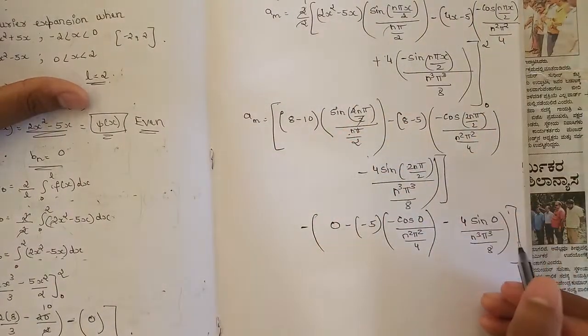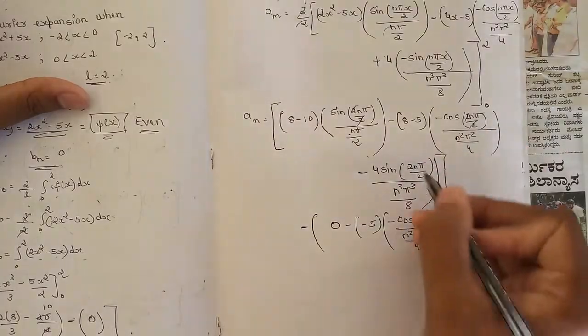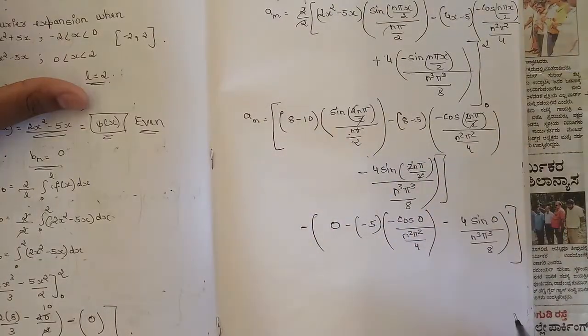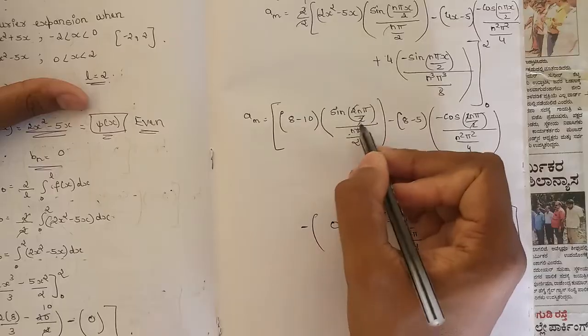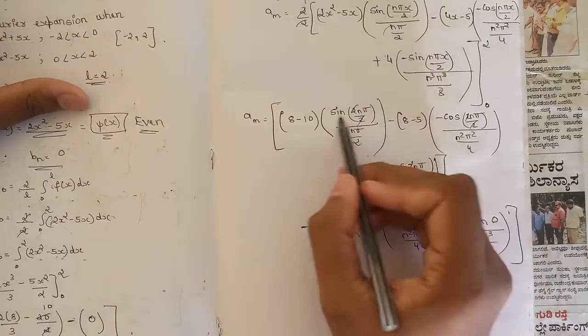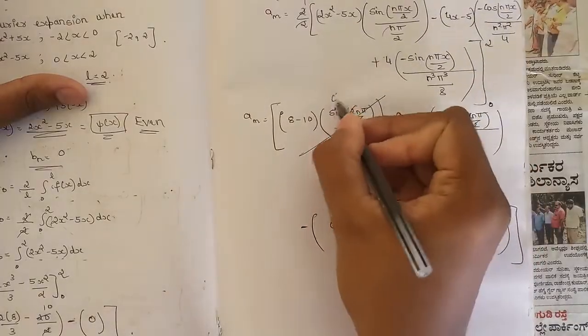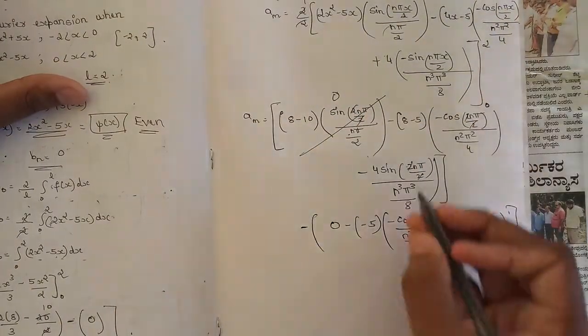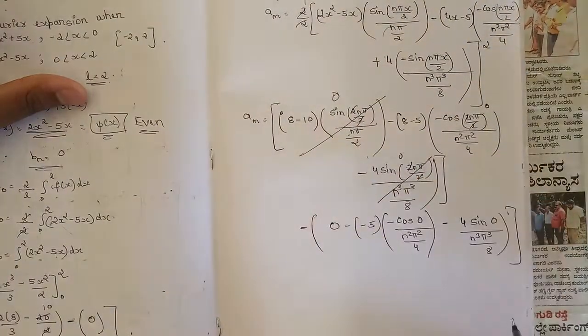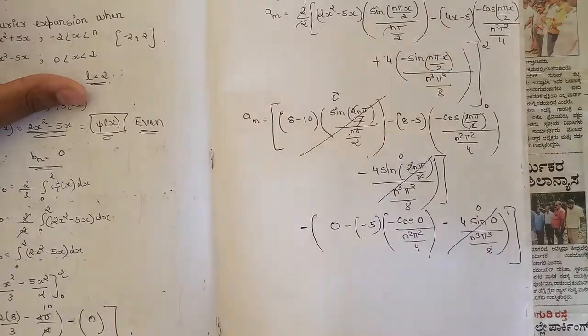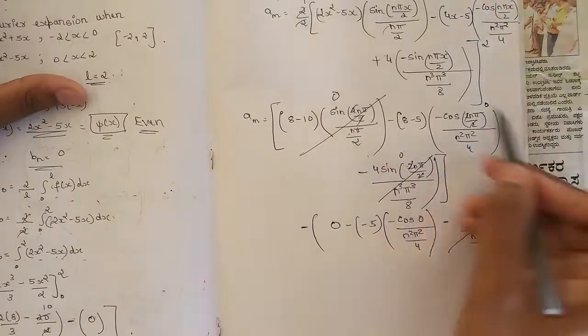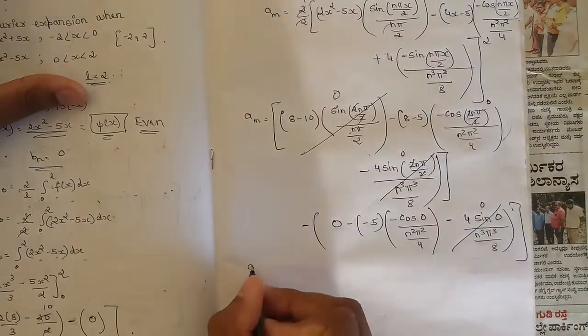So here we can cancel out some terms. This 2 gets cancelled in all the terms, and 2n pi by 2 gets cancelled, the value is sin n pi, and we know that sin n pi is 0, so this whole term will become 0. Similarly, this term will become 0 and this term will become 0. The value of sin 0 is 0. So there are only 2 terms left, this and this. So now let's put them together.